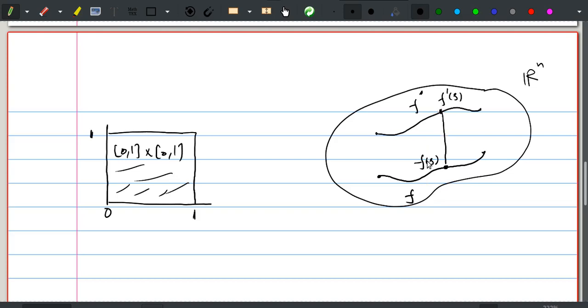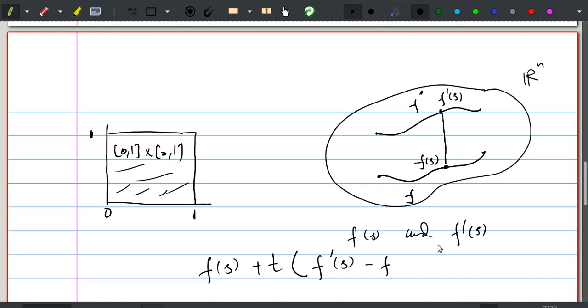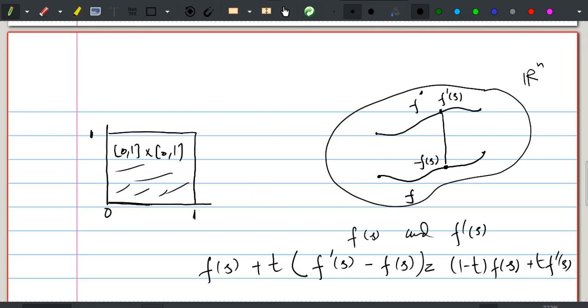This is because the line through F(s) and F'(s) is linearly parameterized as f(s) plus t times (f'(s) minus f(s)), which is the same as (1 minus t) times f(s) plus t times f'(s). So the segment from f(s) to f'(s) is covered by t values in the interval from 0 to 1.